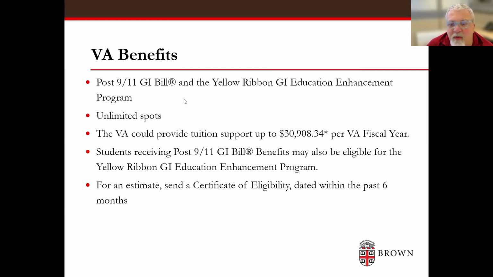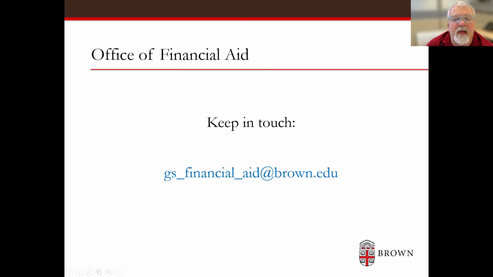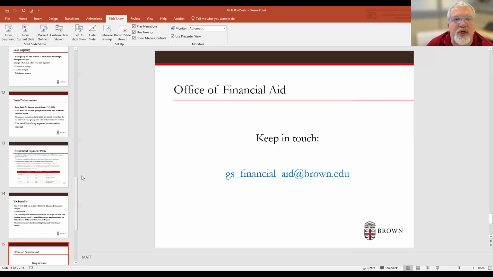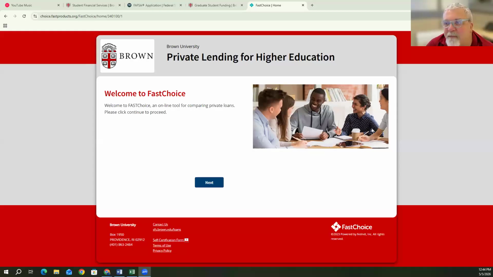And if you don't mind, Fran, if you can just unshare, and then I will share the FAST Choice screen. So what I'm going to do, folks, right now is share our FAST Choice screen here. This is going to be a little more information about how, even for international and domestic students, you can sign up for private loans. I hope everyone can see that. Can you see that, everyone, Fran? I hope everybody can see the FAST Choice.